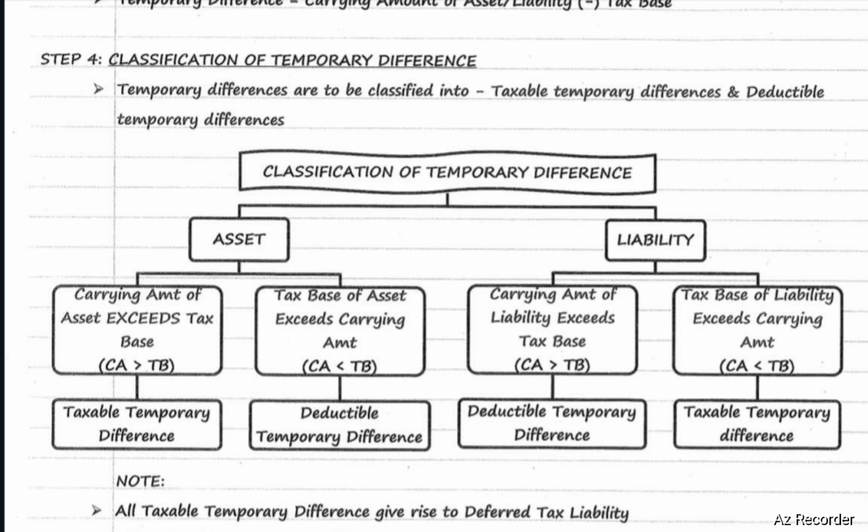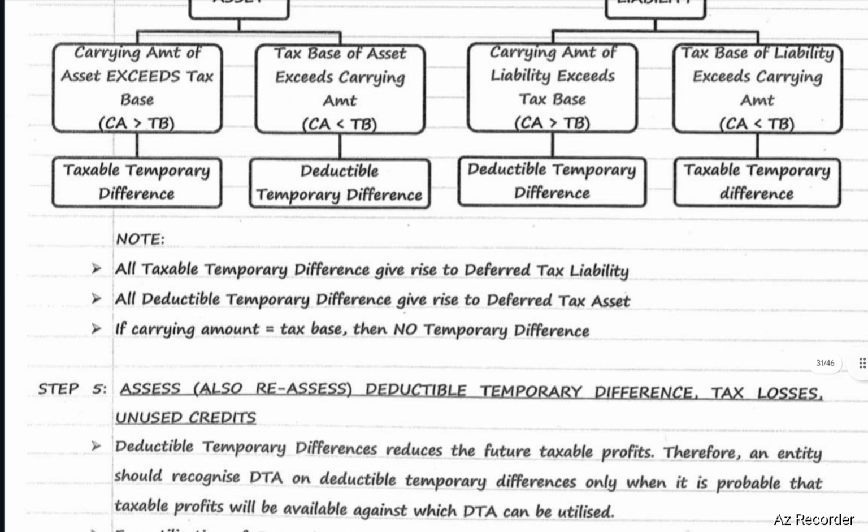In case of liability, it is reverse. If carrying amount is greater than tax base, it is a deductible temporary difference. If carrying amount is less than tax base, it is a taxable temporary difference. All taxable temporary differences give rise to DTL. All deductible temporary differences give rise to DTA.